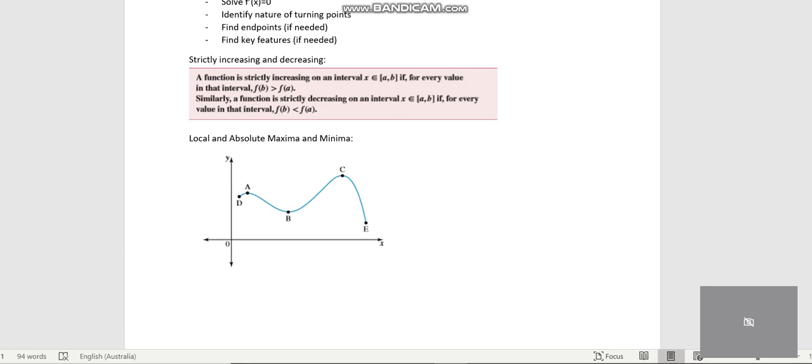But for absolute, C is the absolute maximum, the absolute highest y value in the function, and E, an endpoint, is also the absolute minimum, the lowest endpoint.